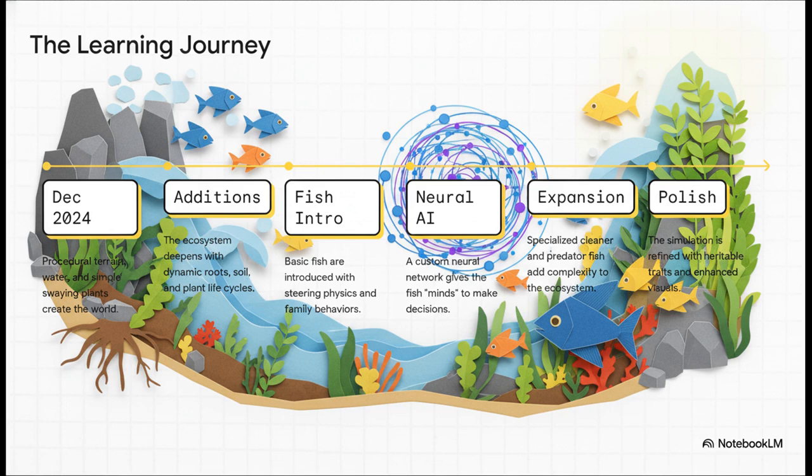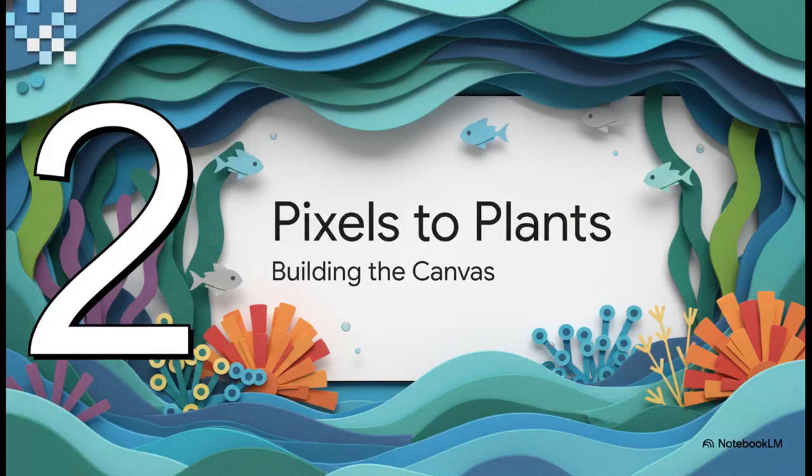What's so cool here is that you can see the power of just starting small. It didn't begin with super complex AI. It began with the absolute basics, the world itself. Then came the plants, then some simple fish. You see, each new feature was like another building block, another lesson learned, that created a solid foundation for the next, more complicated layer.